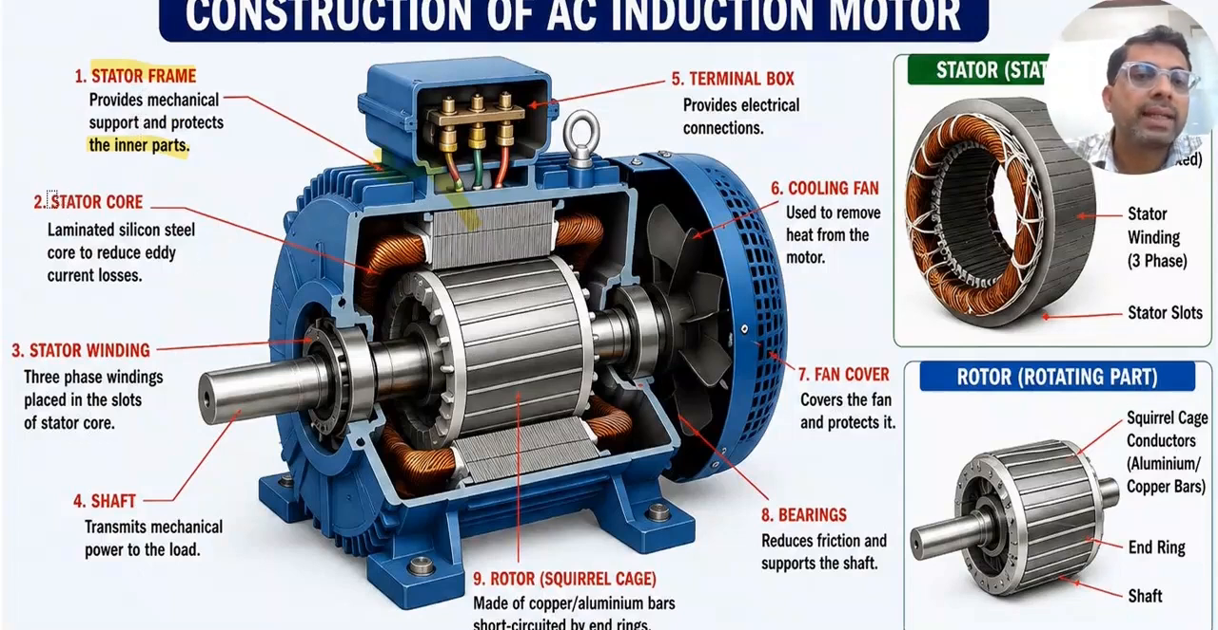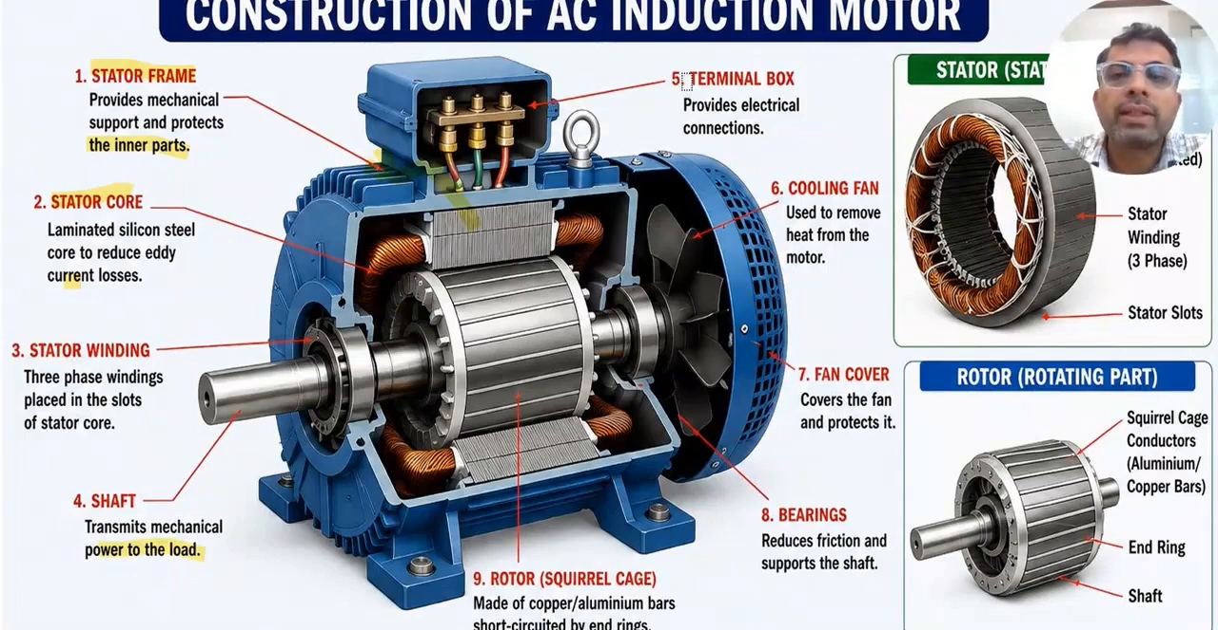Then the second is the stator core. Where is the stator core? Here is the stator core. It is a laminated silicon steel core to reduce the eddy current losses. What is the stator winding? This is the stator winding: three-phase winding placed in the slots of the stator core. This is the shaft, which transmits mechanical power to the load.